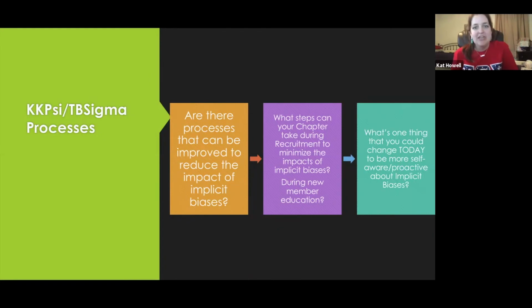So the first question is, are there processes that can be improved to reduce the impact of implicit bias? This question comes from the idea that we want to recognize that implicit bias exists, but it's very, very hard to completely eliminate it.